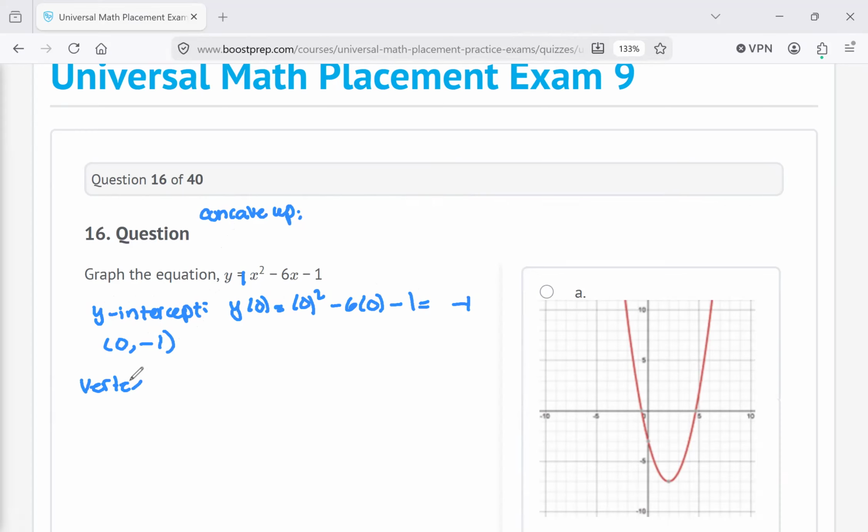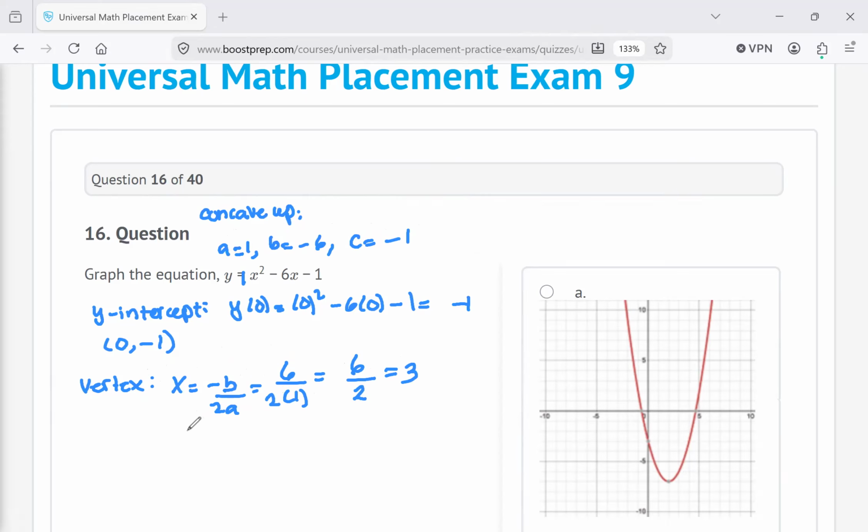Yes, I can. The vertex is basically the lowest or the highest point. In our case, because it's concave up, it would be the lowest point, right? So how do you find the vertex? You can use this equation, x equals opposite b over 2a. You have to figure out your a, b, and c. Your a is 1, your b is -6, and your c is -1, right? What is the opposite of b? It is +6, and 2 times a is 2 times 1. That's 6 over 2, which is 3.